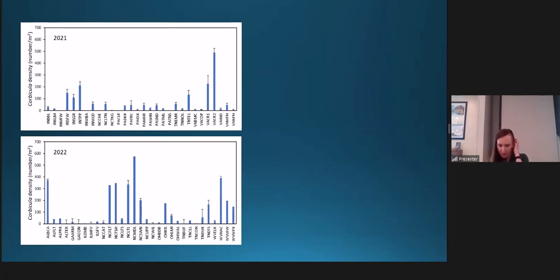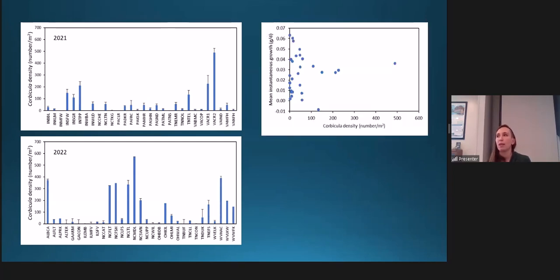Like I said before, we might expect that mussel assemblages that are in poor condition might be experiencing competition with invasive species. So we measured Corbicula density at these sites, and we do see that there's a lot of variance among our sites. But we only have instantaneous growth data for 2021, and when we compare the Corbicula density, which is thought to compete with juveniles, to the mean instantaneous growth rate for those juveniles, we see that there's no relationship again.